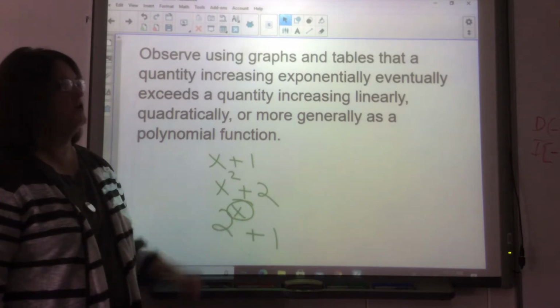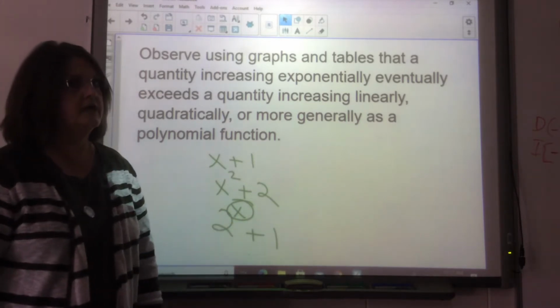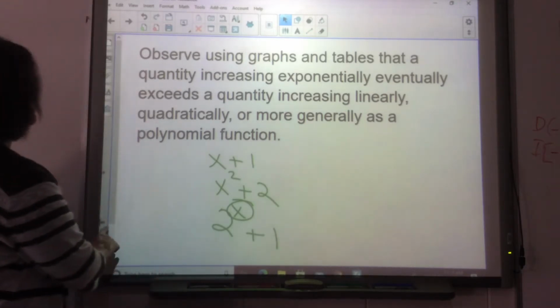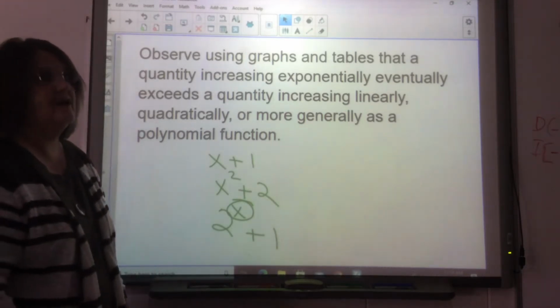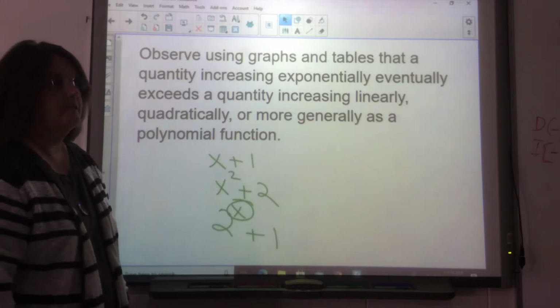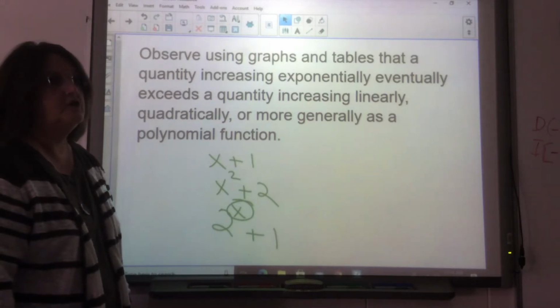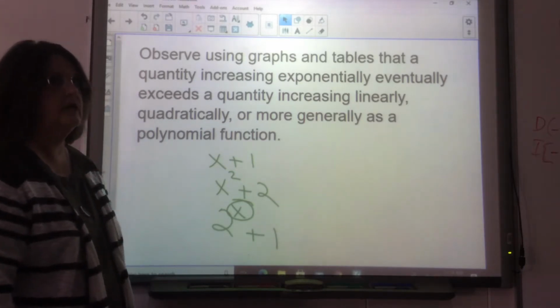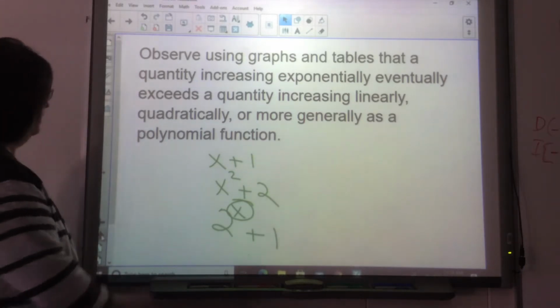An exponential function will eventually overtake all the others. That's because it's the boss. It just is. Okay. Now, it isn't necessarily going to overtake them in every interval. That won't happen in every interval, depending on what. But eventually, in the graph, it will exceed and overtake them.